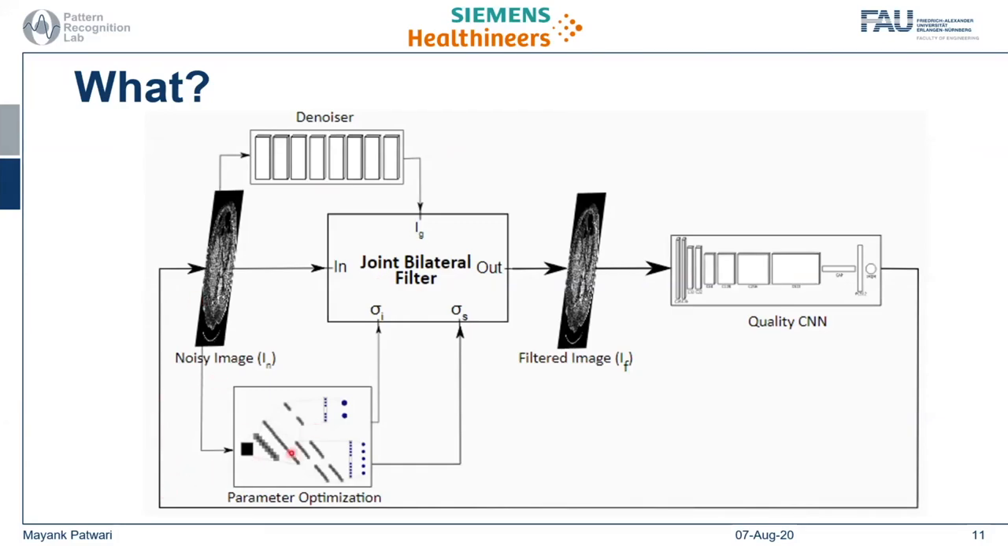For parameter optimization, we put in the noisy image. And then for each pixel, we allow it to tune the parameters of sigma I and sigma S. And once we give it the 5 tuning steps, we filter our image and put it through a quality network to see how good the image is. If we think it's reached an optimal quality, or if the quality is not good enough, we can always iterate the process again. So we filter it again, estimate another prior image, and tune the parameters again from scratch.